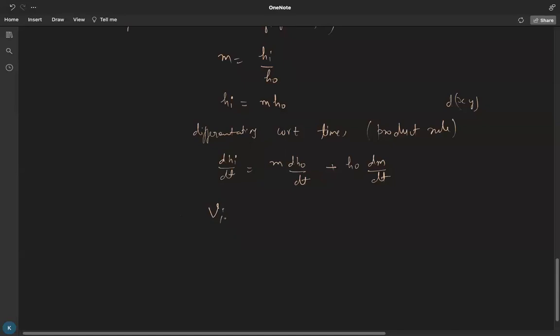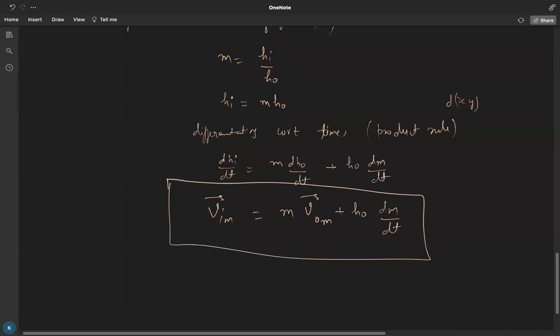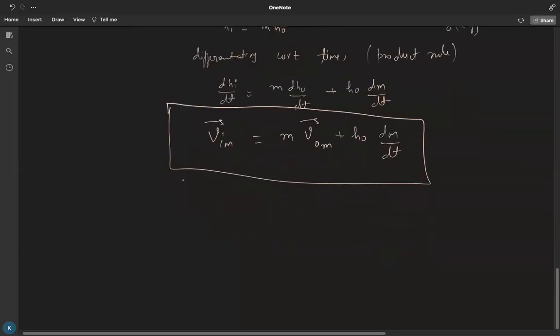So the velocity of the image with respect to the mirror is equal to m, the transverse magnification, times the velocity of the object with respect to the mirror, plus the height of the object times dm by dt. This is the formula for the velocity of the image when the velocity of the object is in the direction perpendicular to the principal axis.